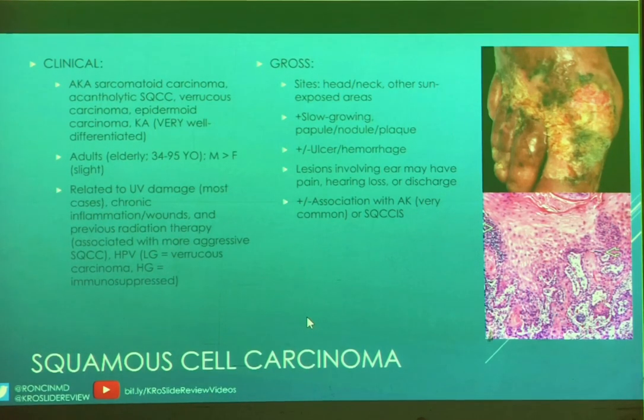They don't really like to be defined into one box, so they kind of go with everything. They may be ulcerated or hemorrhagic, and if they involve the ear, there may be pain associated with that. Remember, there's a lot of nerves going into the ear. There could be hearing loss or discharge from the ear. So these could be things that could be missed and maybe thought to be otitis media or otitis externa. There may or may not be an association with actinic keratosis. Remember, we said actinic keratosis is precancerous, or squamous cell carcinoma in situ, Bowen disease, which we just saw.